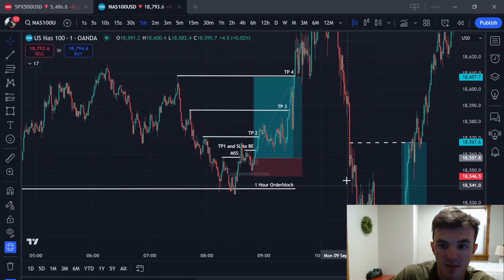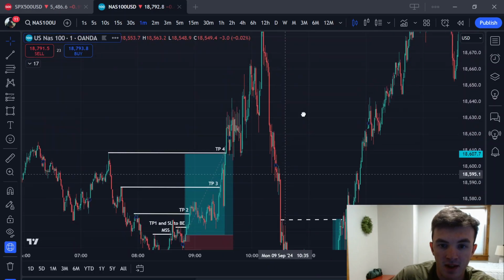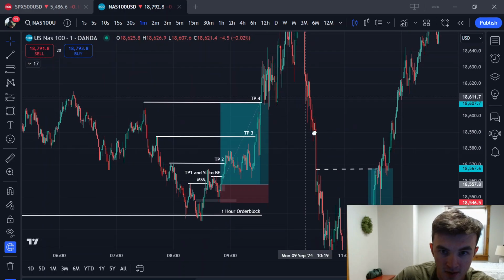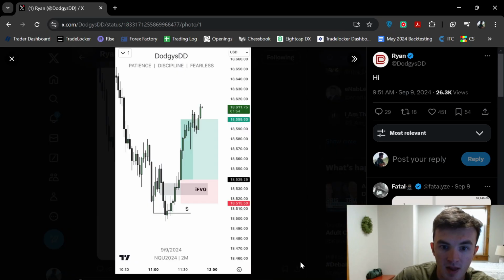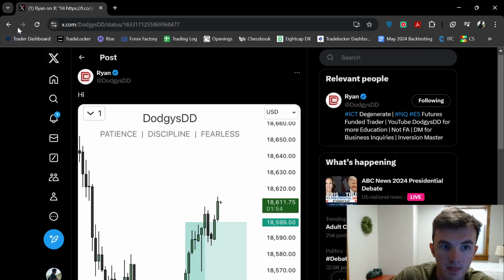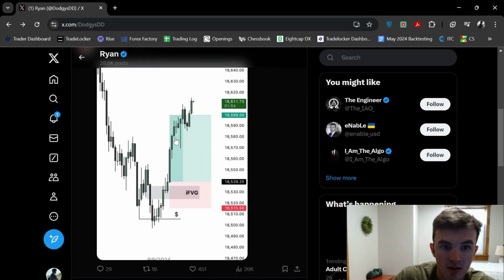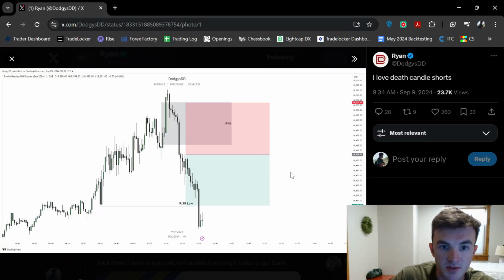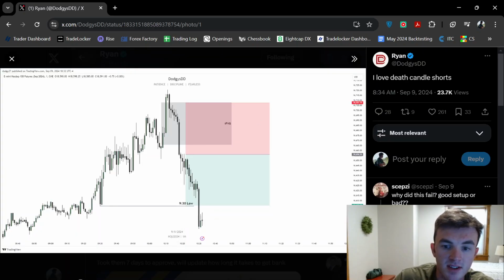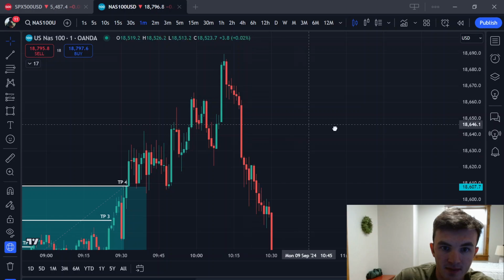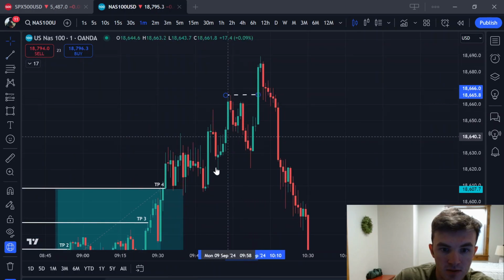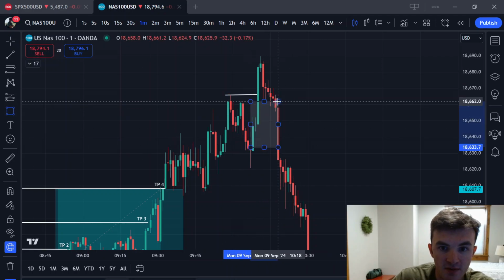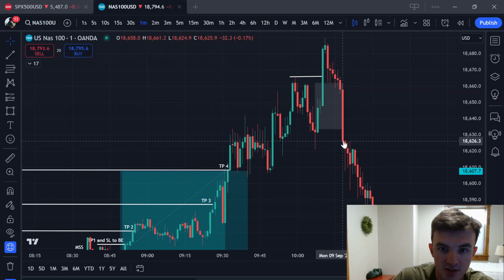So you had this buy model, and this pushed into that other order block we were talking about earlier. And then Dodgy also was talking about this trade, which was also really nice. You had a giant death candle that swept liquidity, and it inverses both of these fair value gaps at once. So you enter right here.